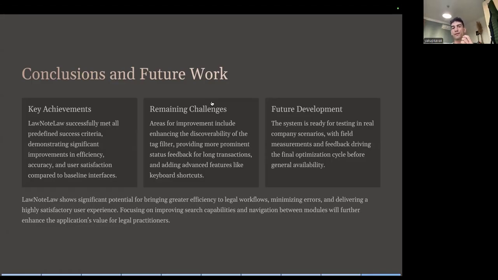With these two refinements on the way, the system is ready for a pilot inside partner law firms, where live case loads will drive one last optimization cycle before the public release.